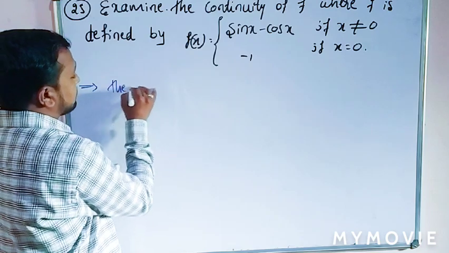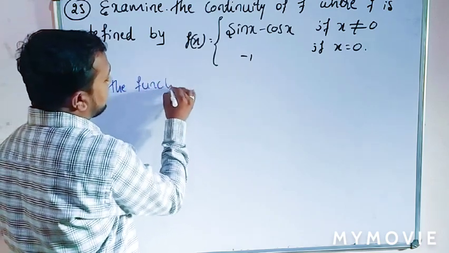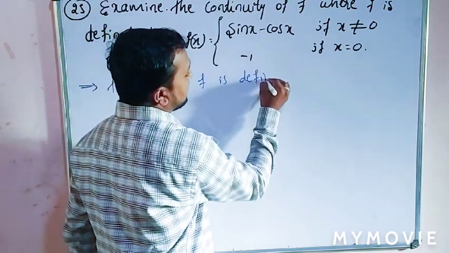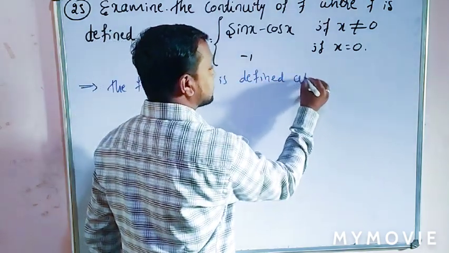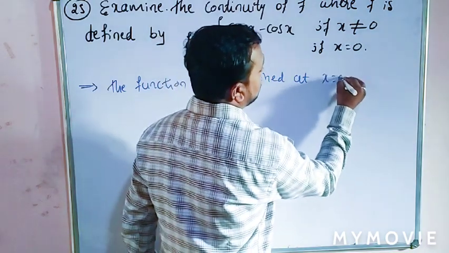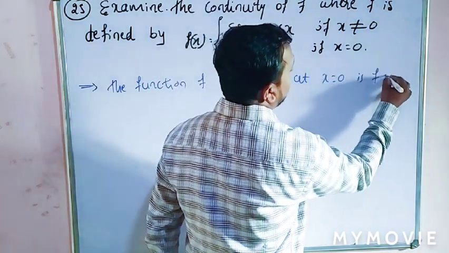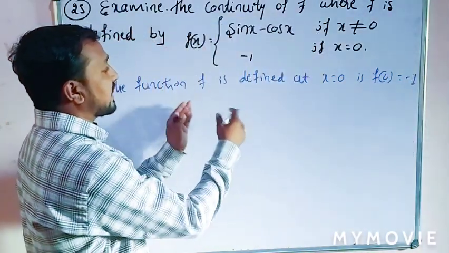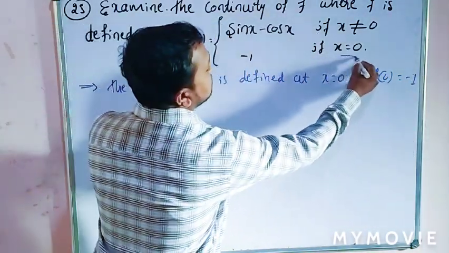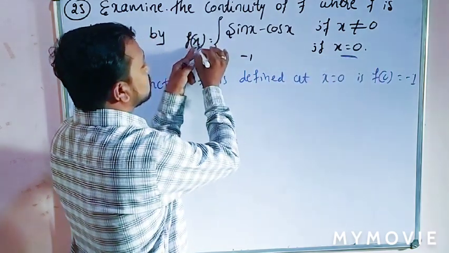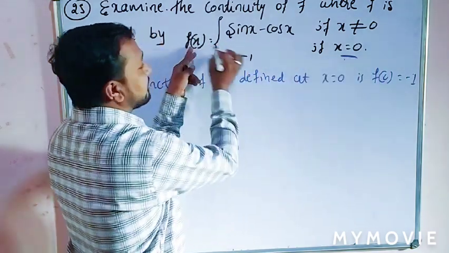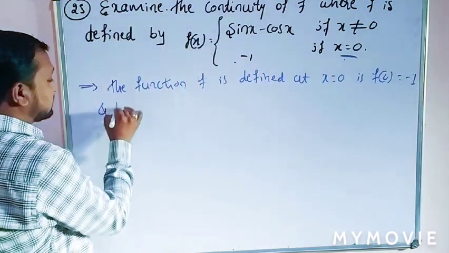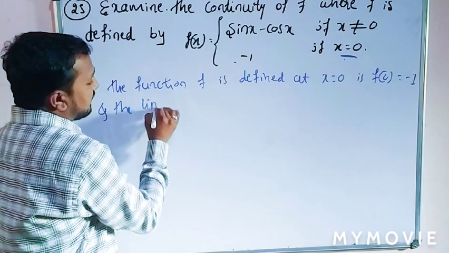The function f is defined at x equal to 0, that is, f of 0 is equal to minus 1. At x equal to 0, f of 0 is equal to minus 1. This is our constant function. Okay.